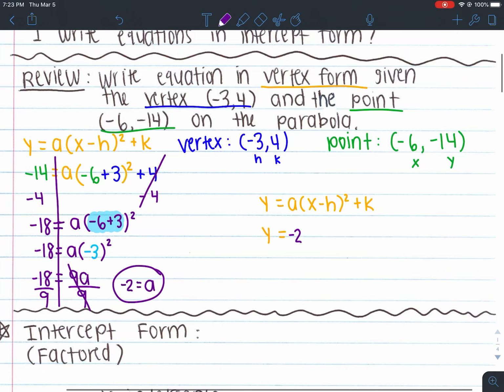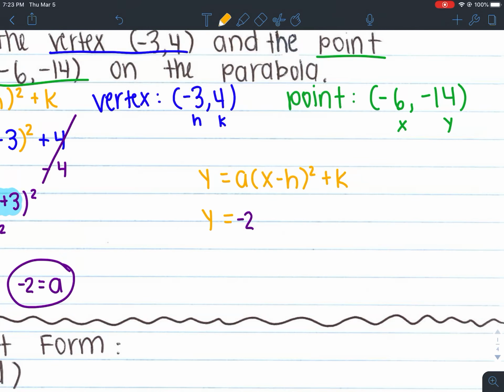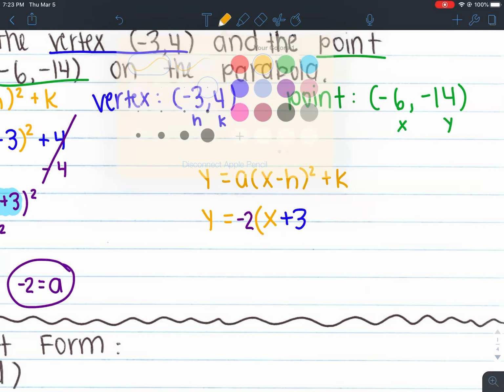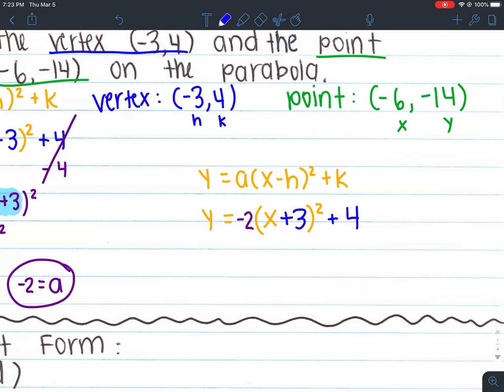Now, did the problem give me the a value? No, right? I had to solve it. They didn't give me that, so that's the reason why I had to do all that work. Parentheses x, and then my h here is going to be +3, squared plus 4.